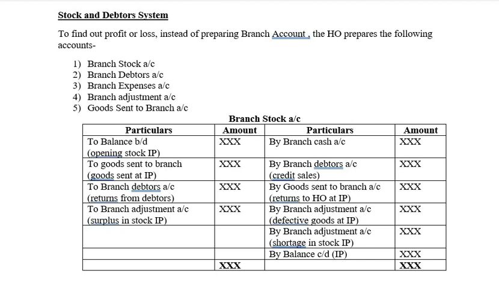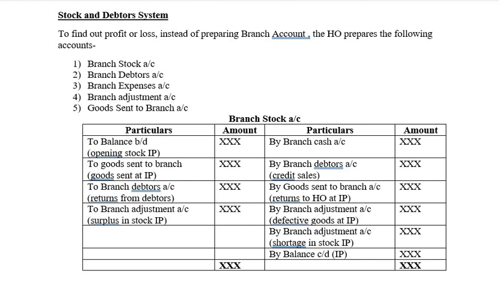Instead of preparing branch account, the head office does not prepare a branch account. They prepare branch stock account, branch debtors account, branch expenses account, branch adjustment account and goods sent to branch. So these are the different accounts that the head office prepares instead of preparing branch account. You can see in these five accounts, you don't find branch account.